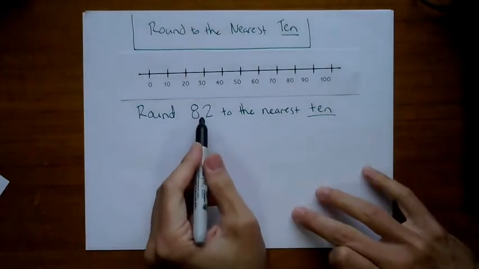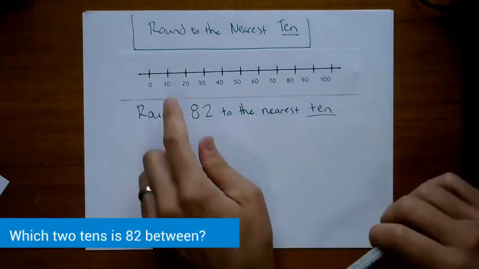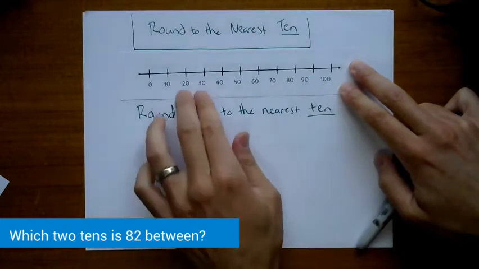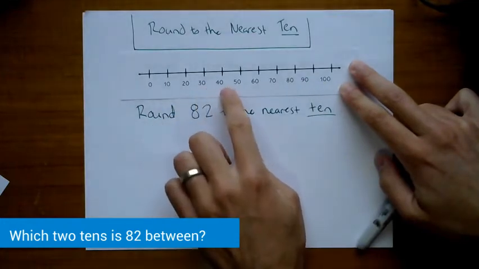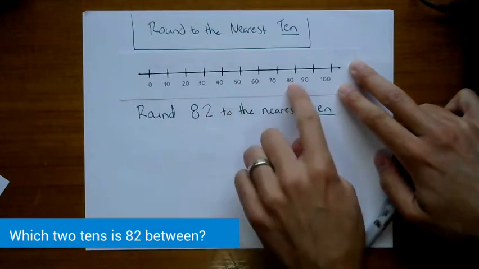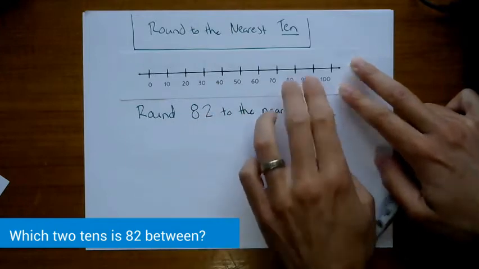Let's round 82 to the nearest 10. So let's look at our tens, our possibilities. 82, it's much greater than 30, 40, 50, 60. Okay, 82, it's greater than 80, but less than 90. So it's right in between 80 and 90.